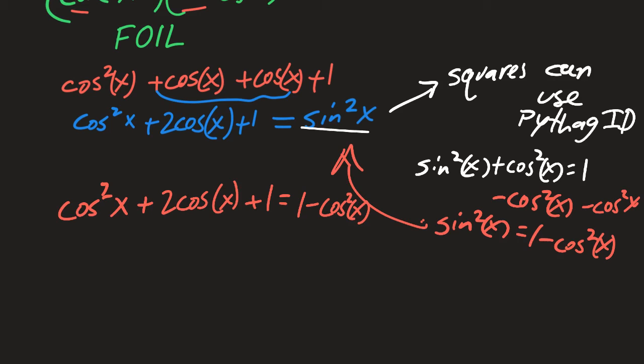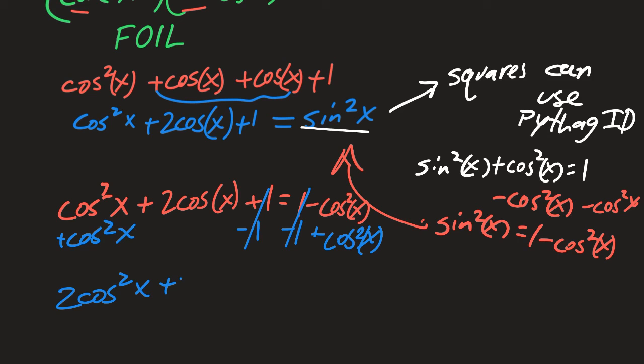Let's go ahead and move everything to one side, and that way we'll be able to get something more like a solution. So let's subtract 1. These ones are going to cancel each other out. And I'm going to add cosine squared to each side. And I've got 2 cosine squared x plus 2 cosine x equals 0.